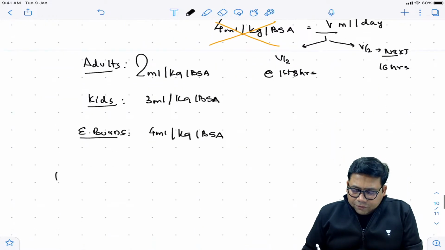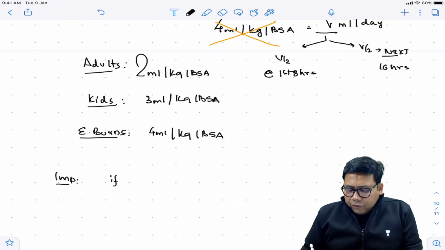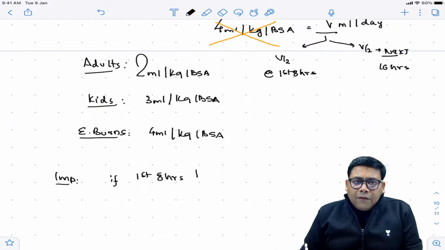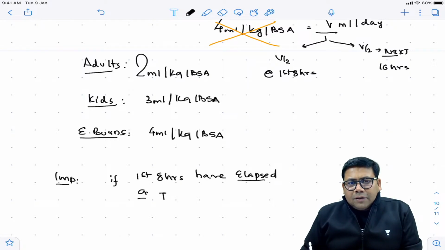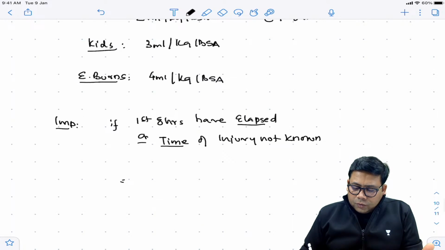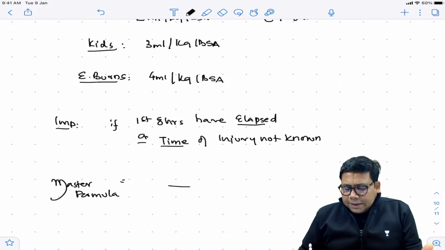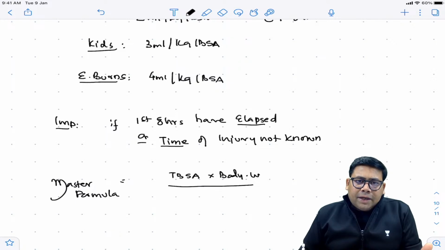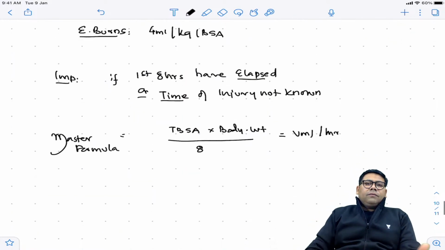One very, very important thing is, if the first 8 hours have elapsed, or if the time of burn is not known, are you getting this? What is the formula to be used? Anyone? Time of injury not known. In that case, one very important thing you need to understand is to use the master formula. What is this master formula? It is very, very simple. It is TBSA into body weight, divided by 8, equal to V ml per hour. This is about the fluids.